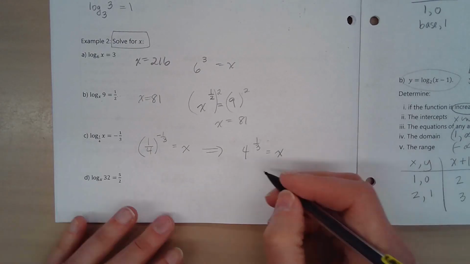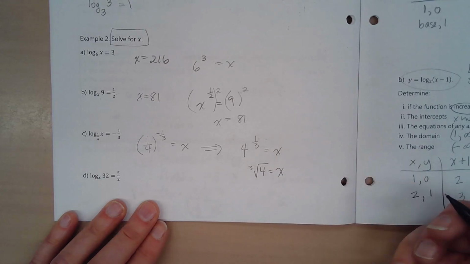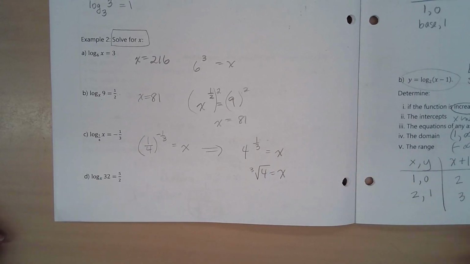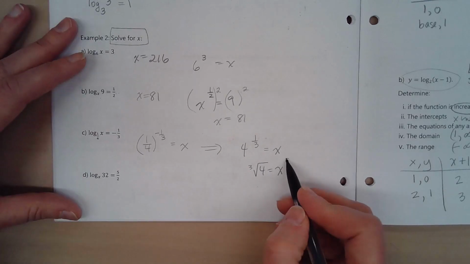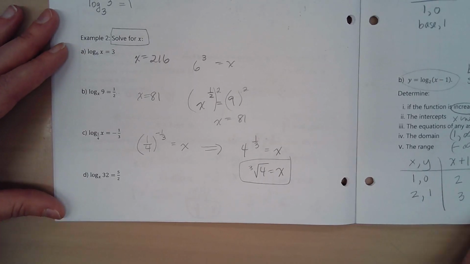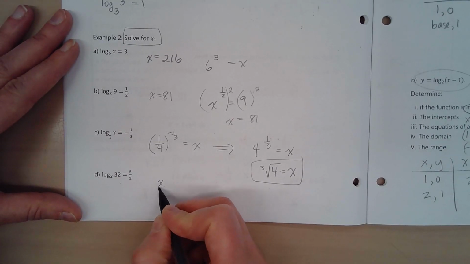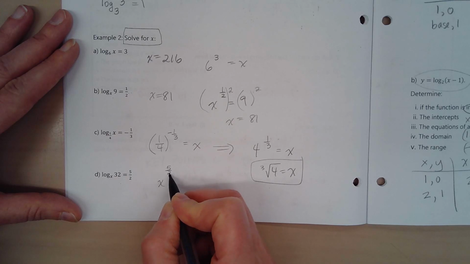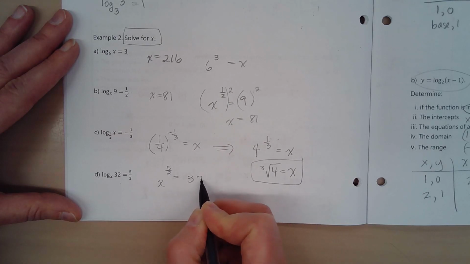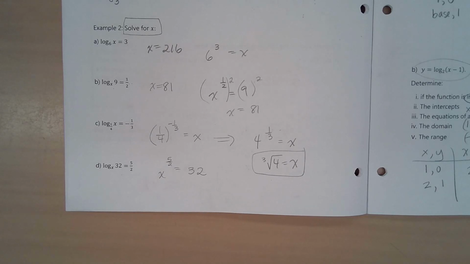So I guess that's all I can say. The cube root of 4 equals x. And if I didn't ask for decimals, I'd have to leave it like that, right? Because I can't simplify that anymore. I would just leave it like that unless I asked for decimals. What about this one? X to the 5/2 equals 32. How did you get that?